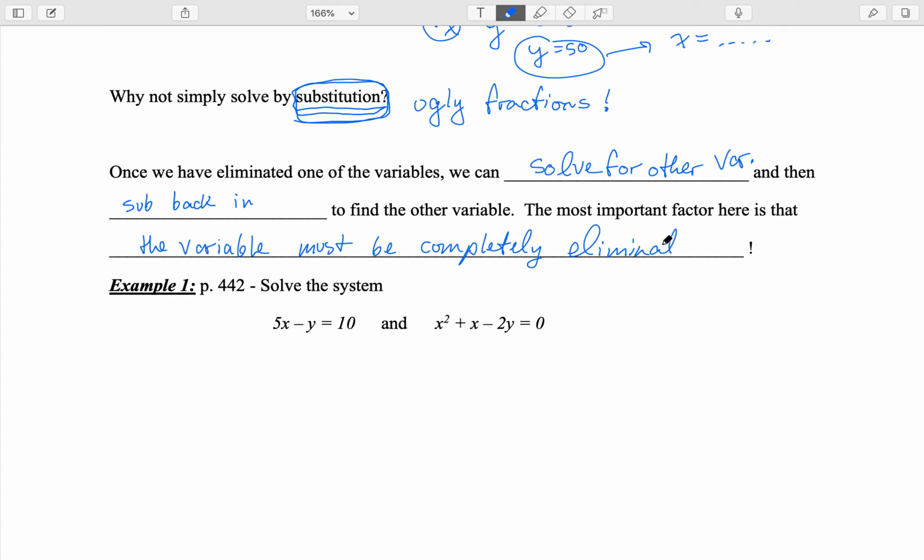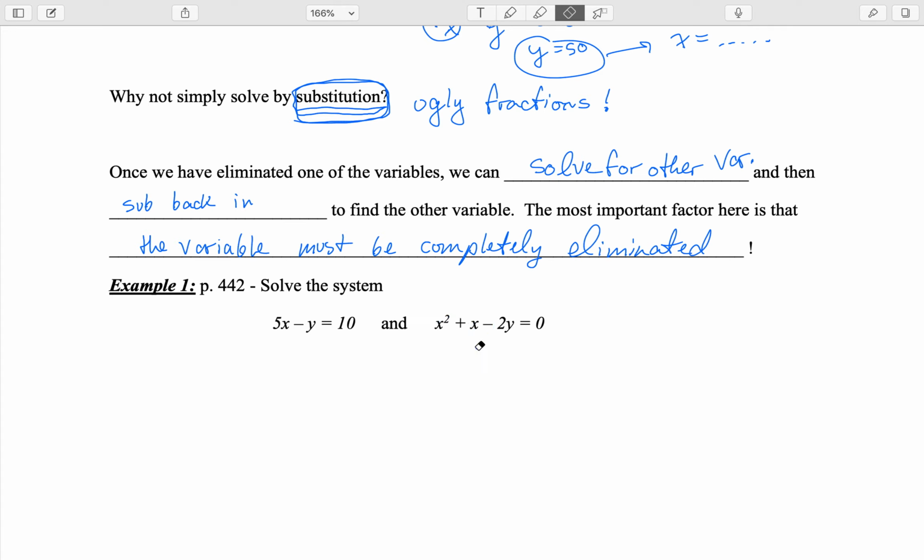Eliminated. In other words, see this one, it's got x squareds and x's. Now it's not just enough to get rid of the x squared. The x needs to disappear as well. So both of them, all traces of x have to disappear. Then I've got an equation in y and I can solve, right?